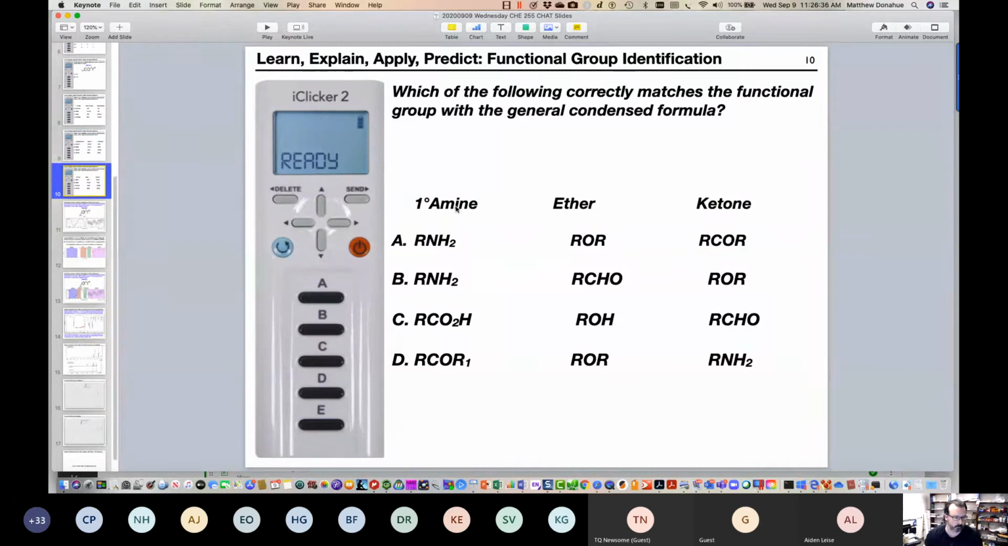So one more. Primary amine, ether, and ketone. So primary amine, ether, ketone.